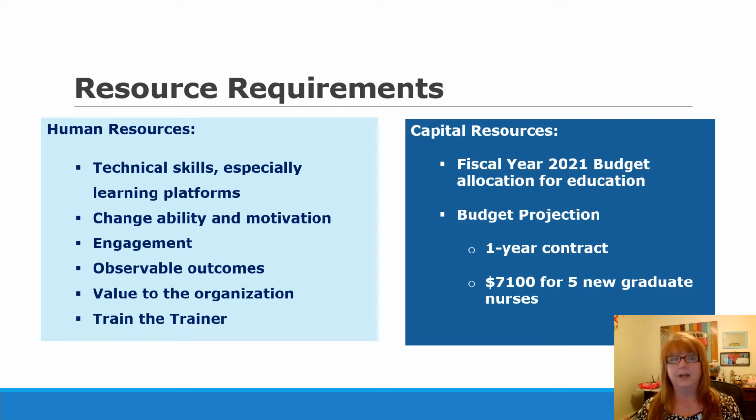So over on the other side are capital resources. These involve the budget allocations for education by fiscal year. A 1-year contract has been verbally approved at this point, with a contract that gives an estimate of $7,100 for 5 new graduate nurses.